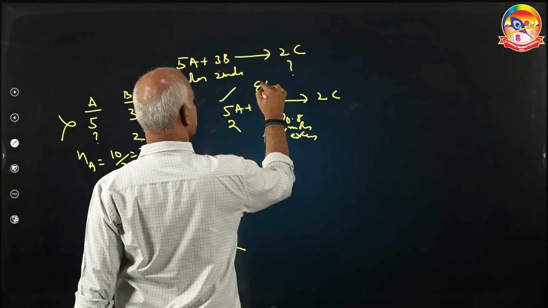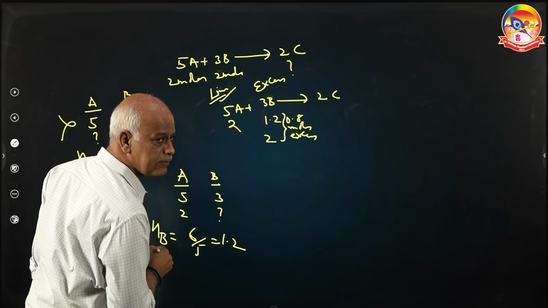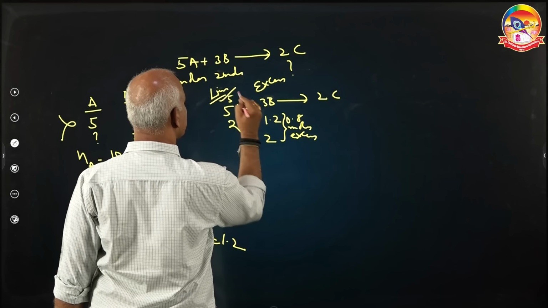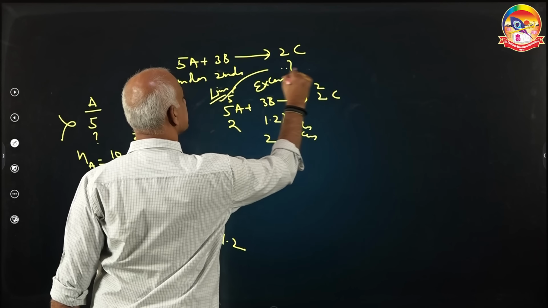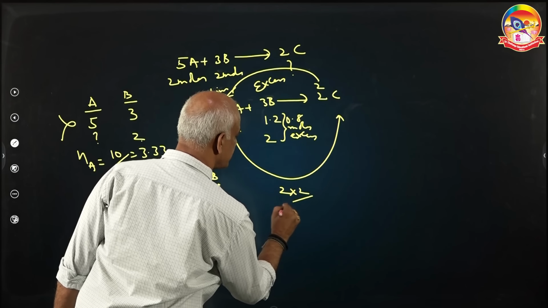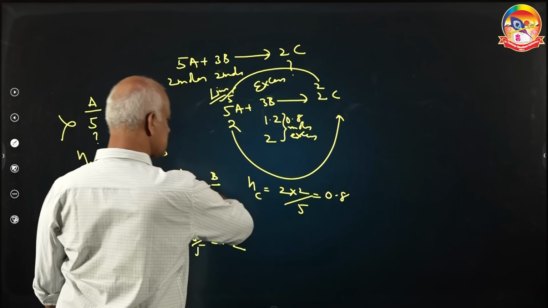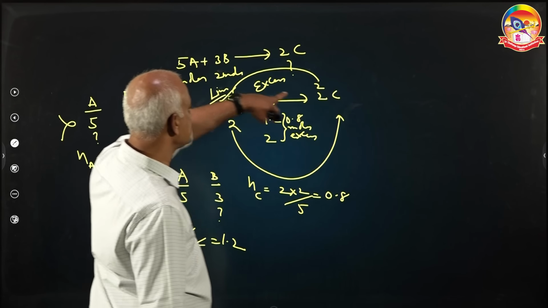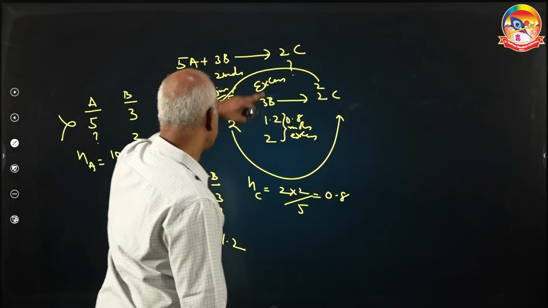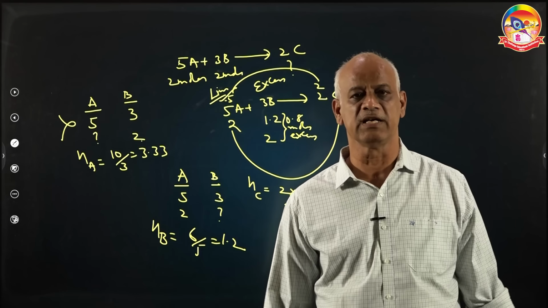Limiting, excess. Who will decide the amount of C formed? The limiting reagent. Who is that? A. So 5 will give 2, and 2 will give how much? 2 into 2 by 5, which is equal to 0.8. The number of moles of C is 0.8. 5 moles of A will give 2 moles of C, so 2 moles of A will give 2 into 2 by 5, which is 4 by 5, 0.8.